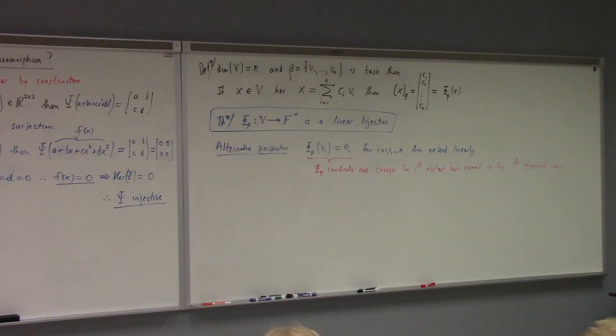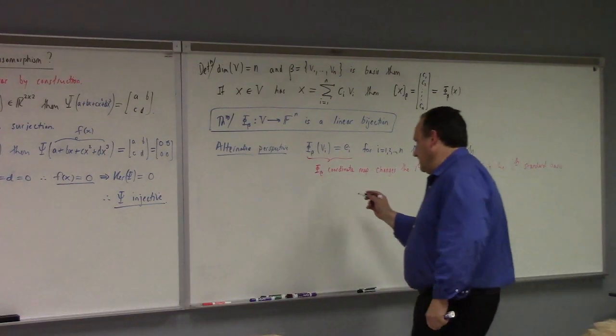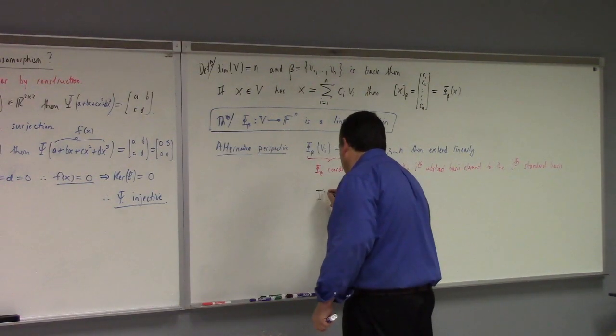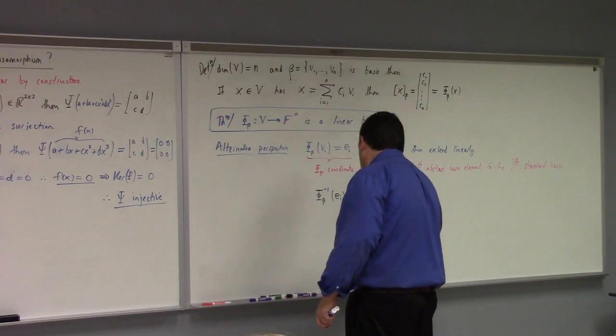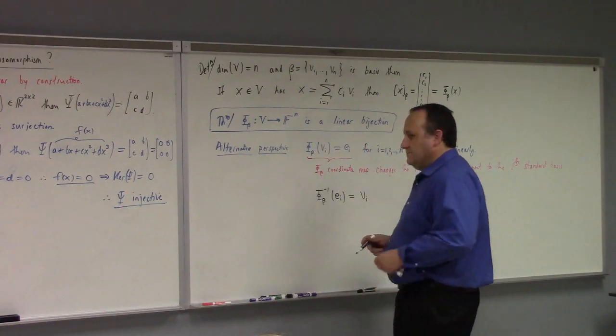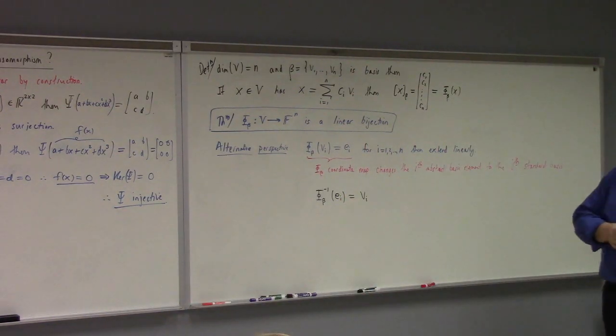How does the inverse work? Like what's phi beta inverse? Well, if you feed phi beta inverse Ei, guess what you get? You get Vi just the same. It's important to know about this and be able to use it in calculation. All right? It's actually very helpful.